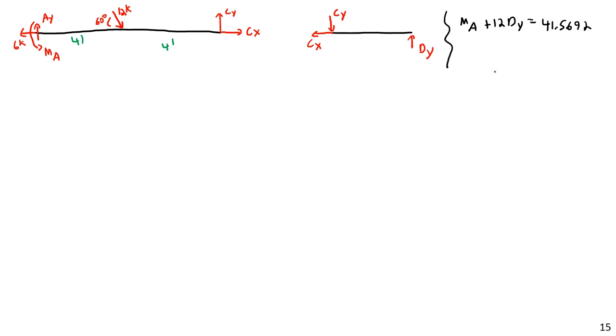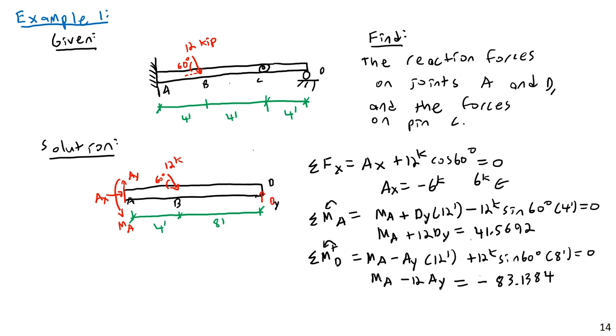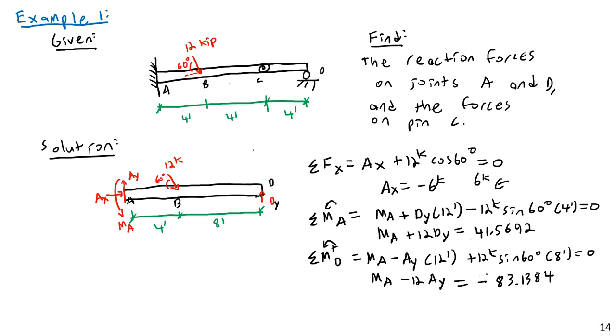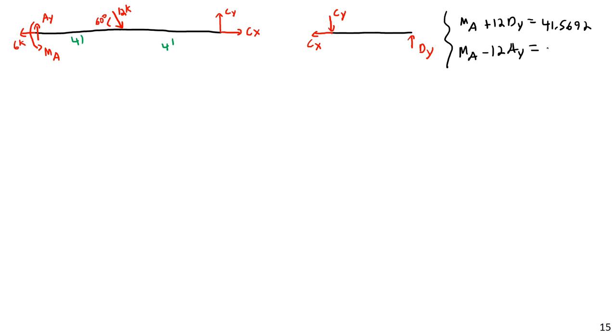That's our first equation that we got from taking moments about joint A. And then the second equation that we got from taking the moments about joint D is MA minus 12AY equal to negative 83.1384.